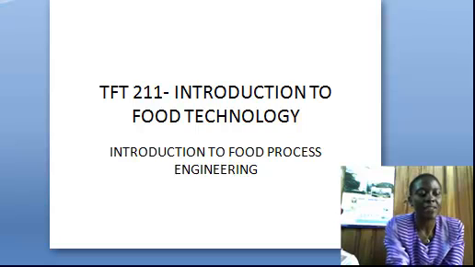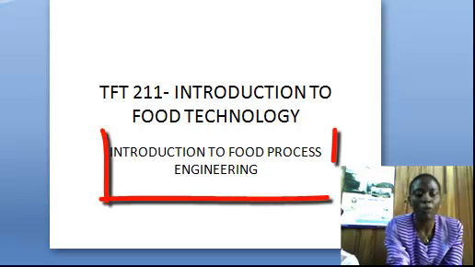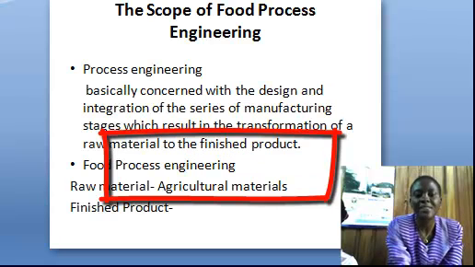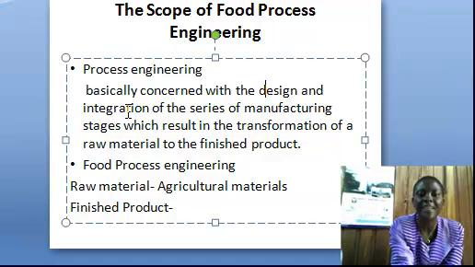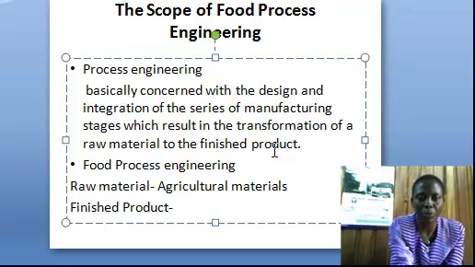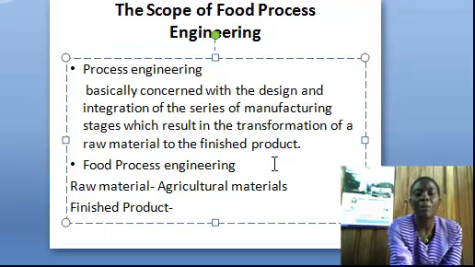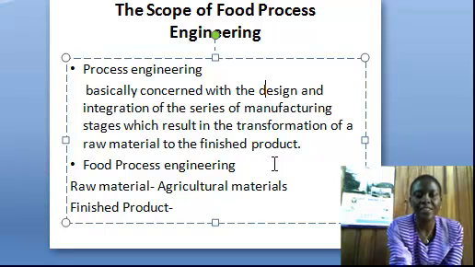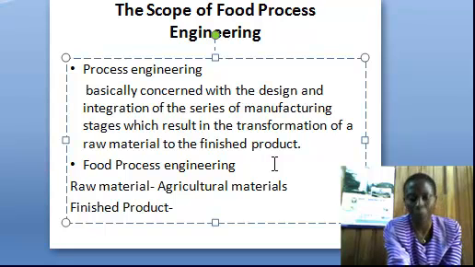And I'll be starting with the scope of food process engineering, concerned with the design and integration of the series of manufacturing stages, which result in the transformation of the raw material to the finished product. And if we now have to apply this to food process engineering, the only two things that will change are you need to define the raw material. You also need to define the finished product.